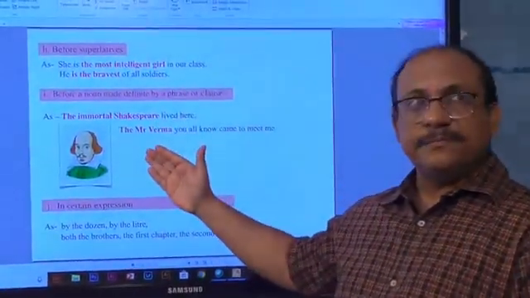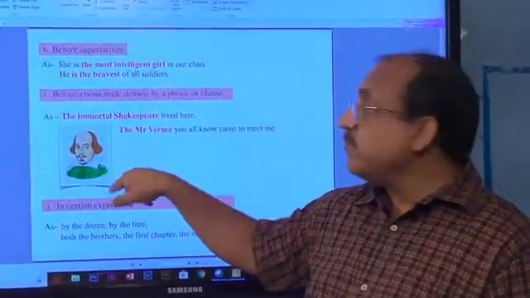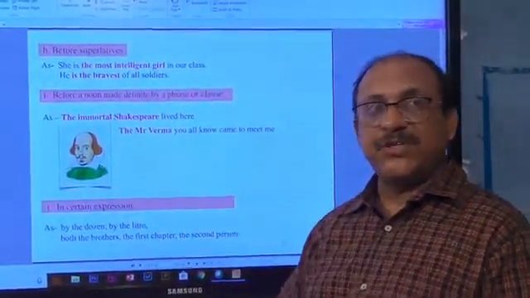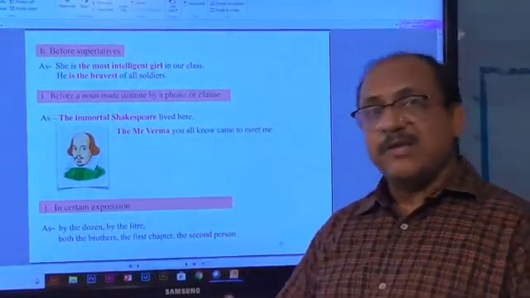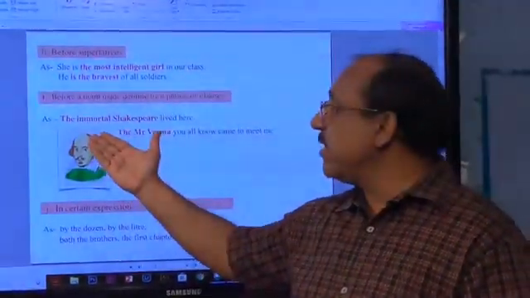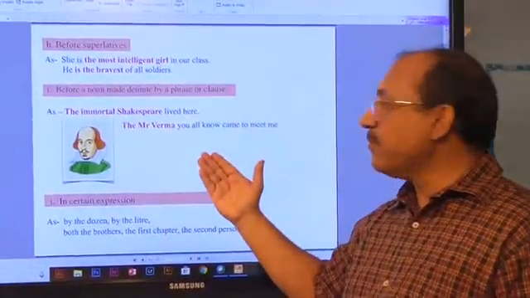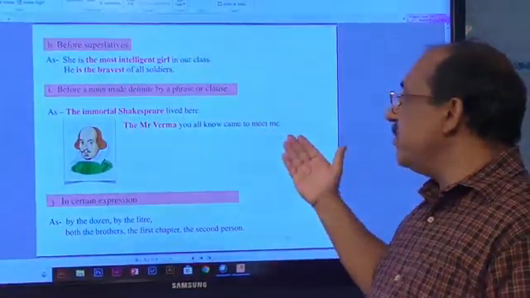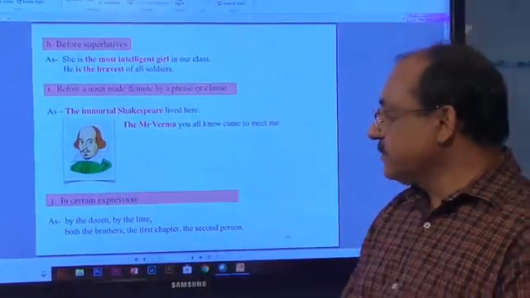Now some of the proper nouns. A proper noun is made definite by the use of a phrase. Shakespeare is a proper noun, but when it is used in a phrase sense, it takes the use of "the". For example, the immortal Shakespeare. The Mr. Verma, you all know, came to meet me. That particular Mr. Verma, like that.